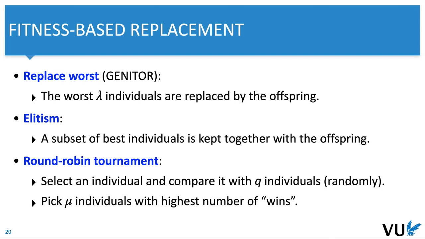Another mechanism is round robin tournaments. We select some individual and compare it with Q individuals randomly selected. If it wins, it gets a point, and we look at individuals and see how many times they won. By winning, again, we mean that the fitness value is higher. And we just pick new individuals with the highest number of wins. This is again simple.